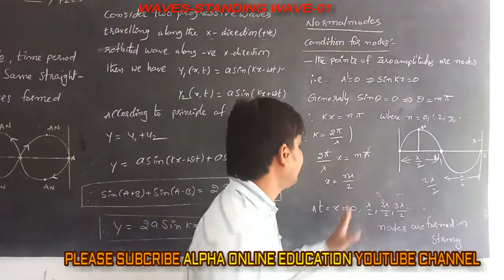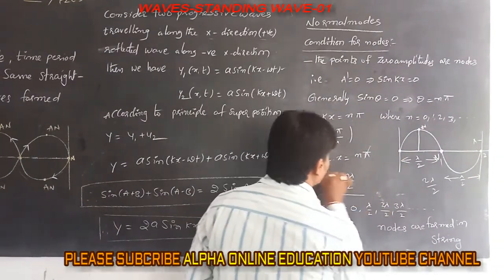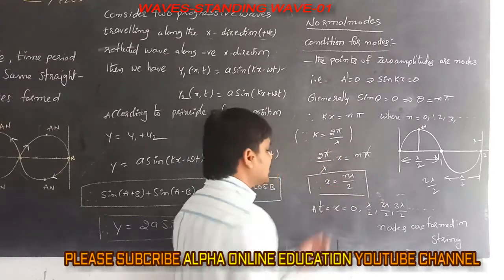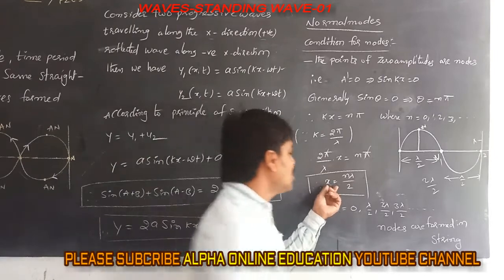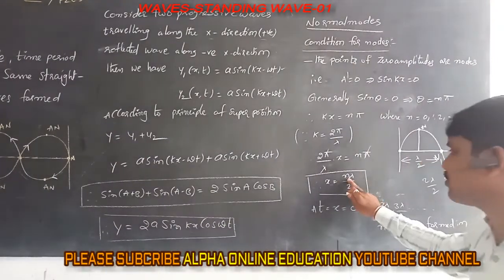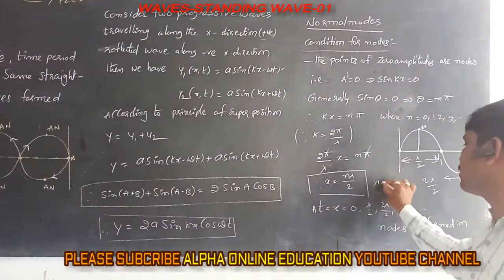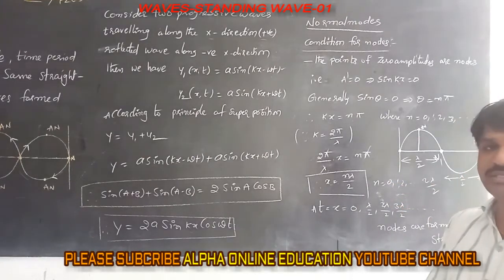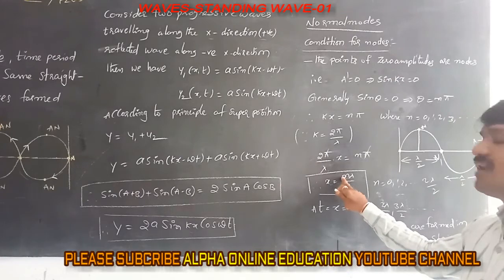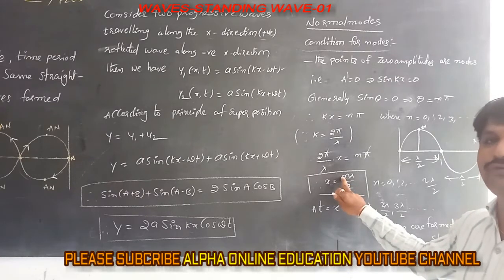This is the value we will find out: x is equal to n lambda by 2. Here x is the position of the nodes, and n is equal to 0, 1, 2, 3 and so on. X is the position, and n means the number of nodes formed.